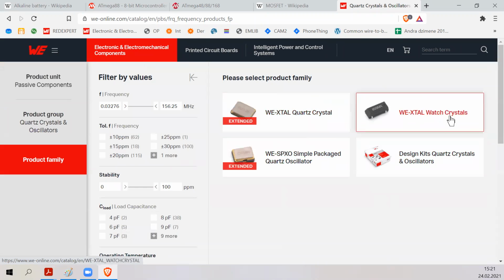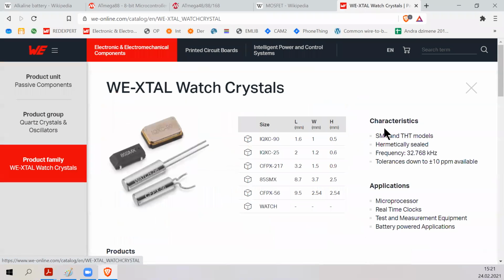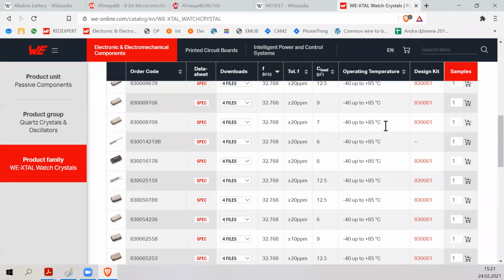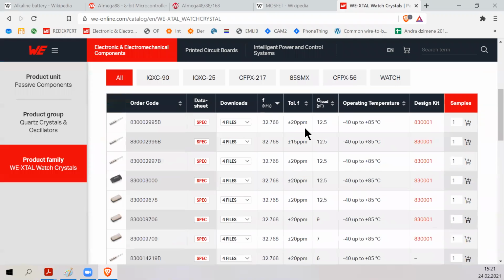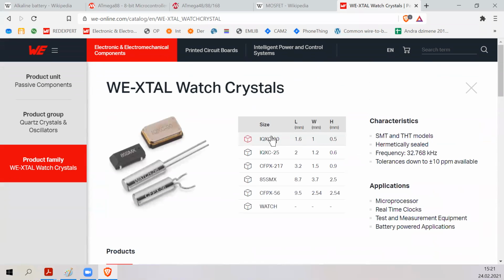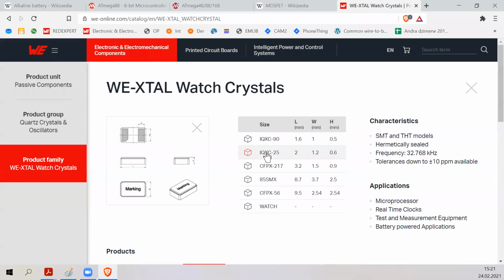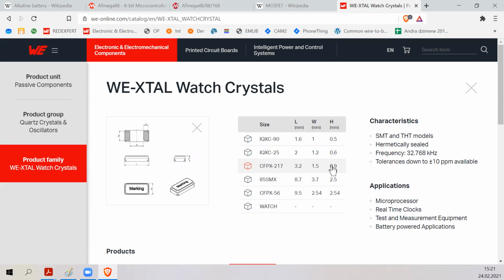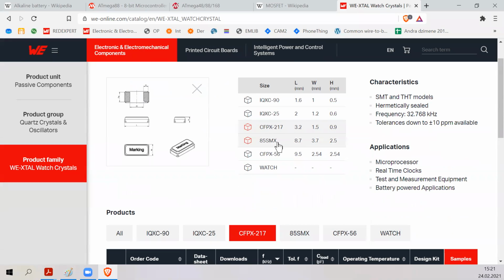You just check out by the price. So you select watch crystals for low frequency, and they are all historically 32.768 kilohertz. And you can just basically select the package. You want it like a square, 1.6 times 1 millimeters, or 2 by 1.2, or 3.2 by 1.5. This is a very, very popular size. 3.2 by 1.5 is very common. So it's probably the cheapest one.